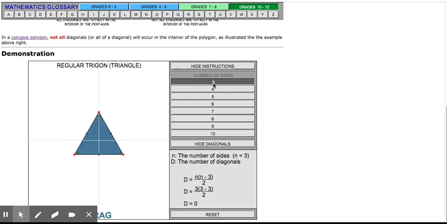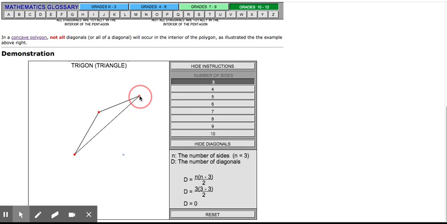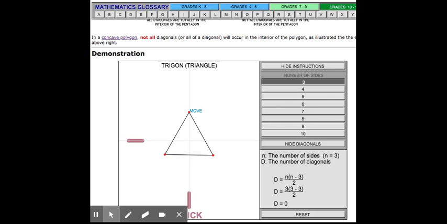We can select a 3-sided polygon, namely a triangle. And if we move the vertices around, we can see that the number of diagonals does not change. Now think about why is it that we do not have diagonals in a triangle? Well, a diagonal has to connect from one vertex to any other opposite vertex. From this vertex to this vertex, those two are already connected by one side of the triangle.